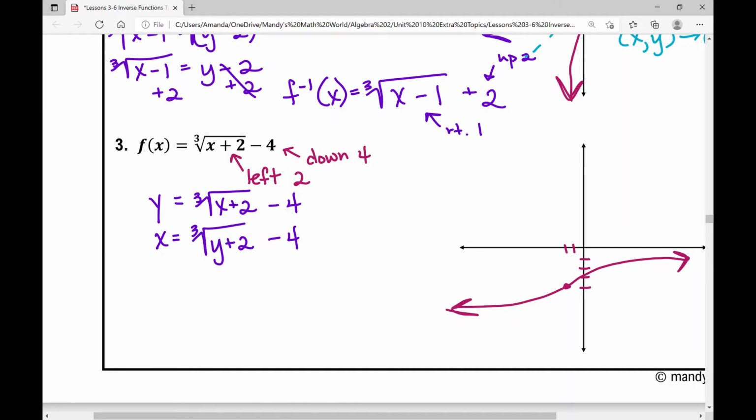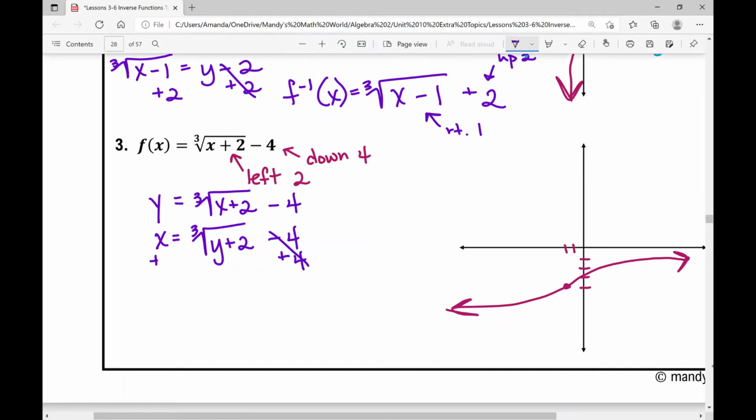And now my goal is to get y all by itself. What do I do first? Got to work from the outside in. So I'm going to add 4 to both sides. And I get x plus 4 equals the cube root of y plus 2.